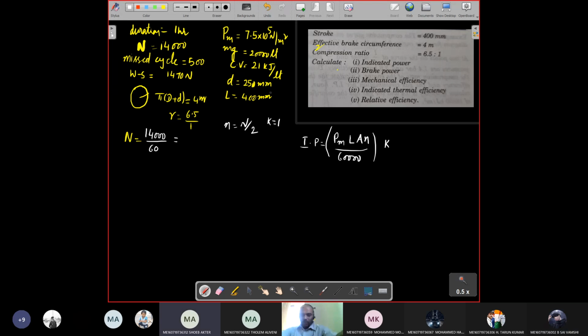Here, if you see, he mentioned the number of missed cycles. Usually small n is equal to N by 2, which is the number of working cycles. We have this many working cycles, but these are missed cycles, 500.